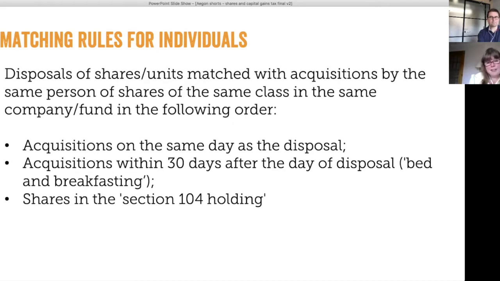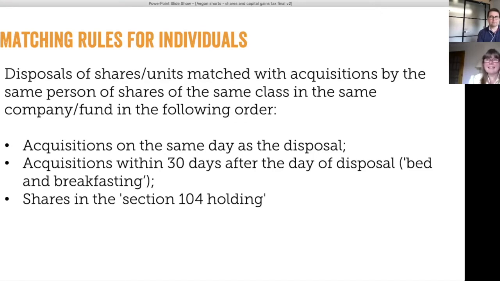What these matching rules mean is that in the capital gains tax calculation, if they buy back the same shares on the same day as they dispose of the shares, then it's that cost that will go into the calculation. If they buy back the same shares within 30 days after the date of disposal, it's that cost that goes into the calculation. And that's what's known as the bed and breakfasting rules.